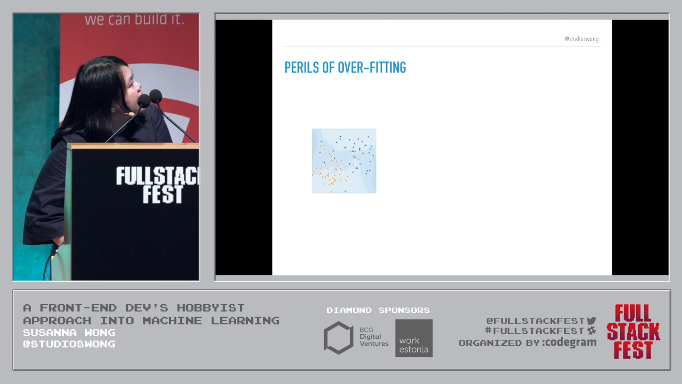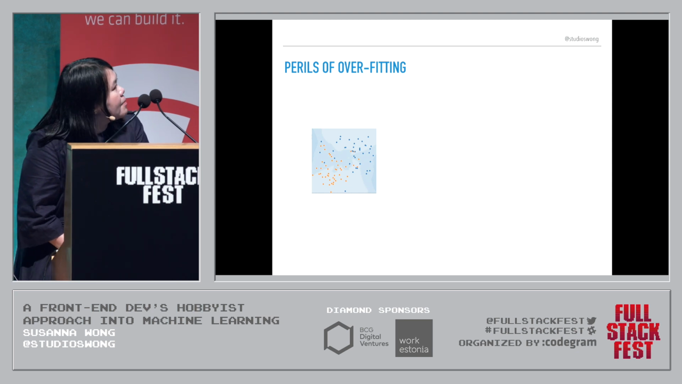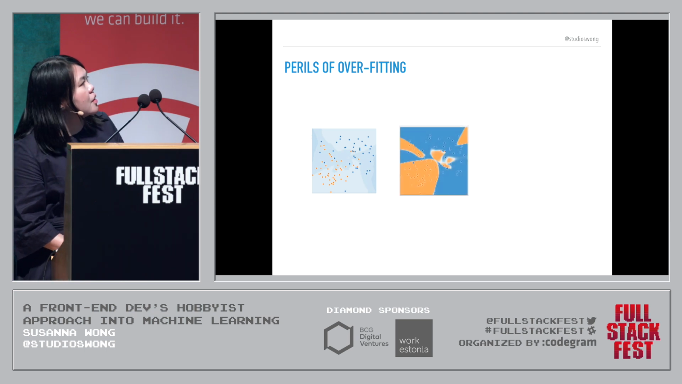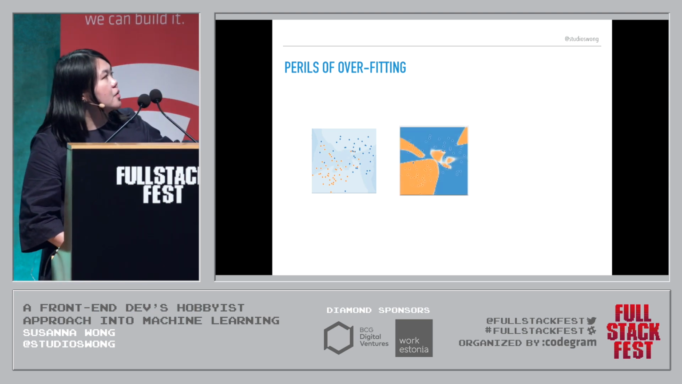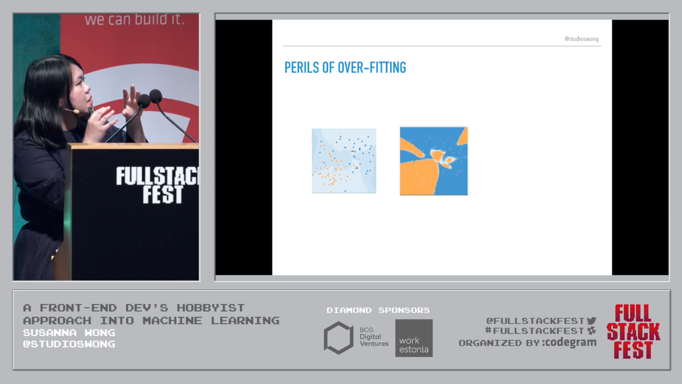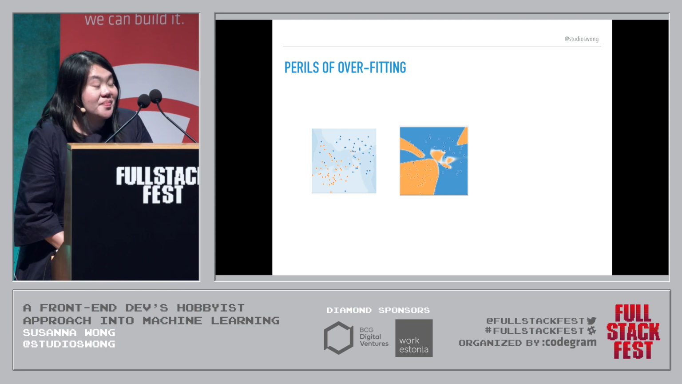So considering this case, we have a series of data. There's not a lot of data sets, but let's say you apply a lot of layers, so it's really fitted. In this model, it can clearly identify the orange from the blue, but that doesn't mean it's a good model.